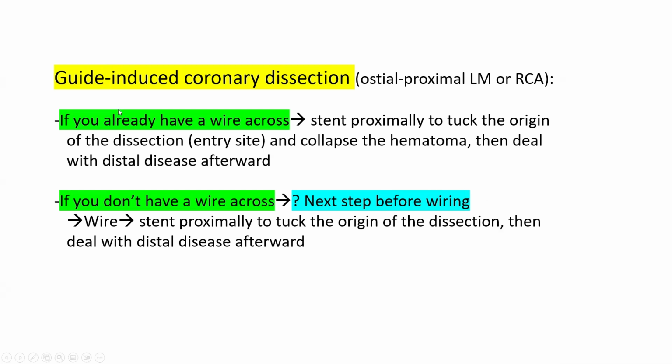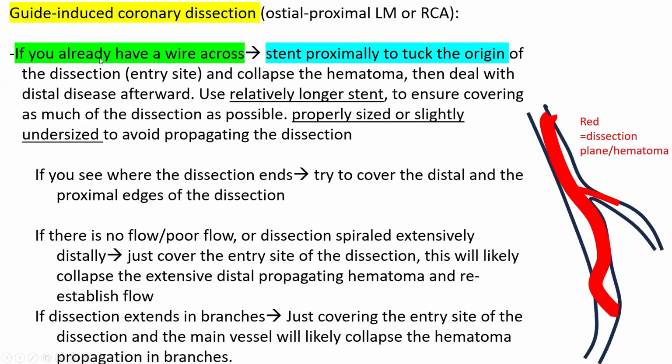So first, let's go to the scenario that you have a wire across. If you have a wire across, stent proximally to tuck the origin of the dissection, the entry site, and collapse the hematoma, then deal with the distal disease afterwards.